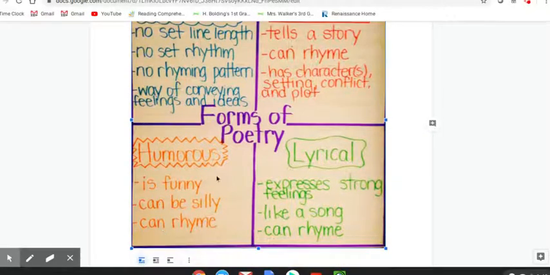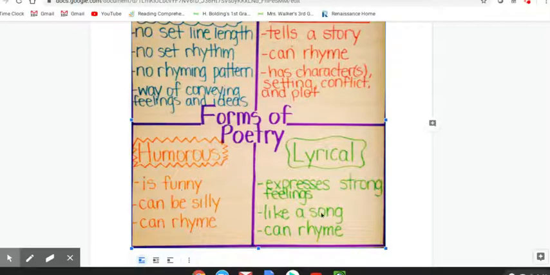Humorous is, of course, what we studied the first 2 days this week, and it is when something is funny. It can be silly, and it can rhyme. Now, it doesn't have to rhyme. So this one is kind of like up here with the narrative, where they don't have to rhyme, but a lot of times you will find that they do rhyme.